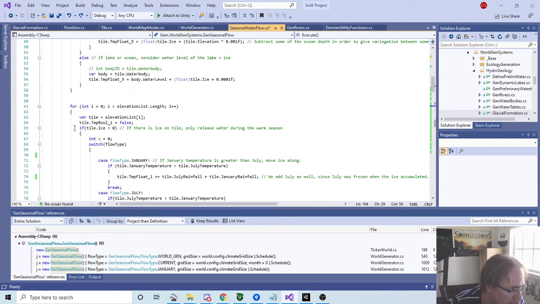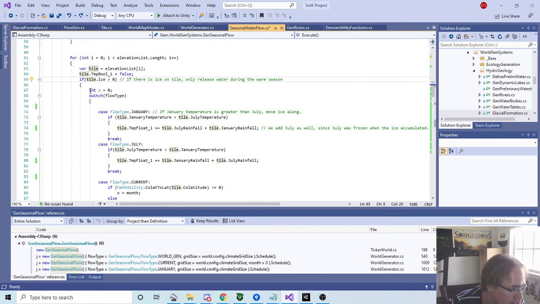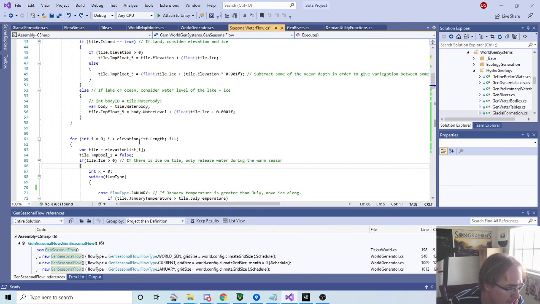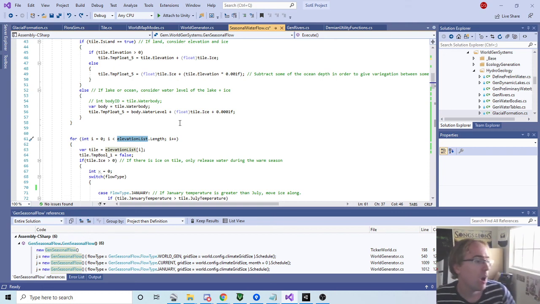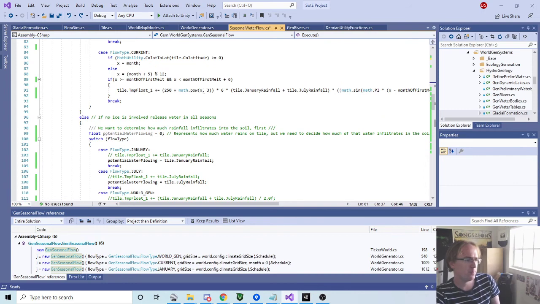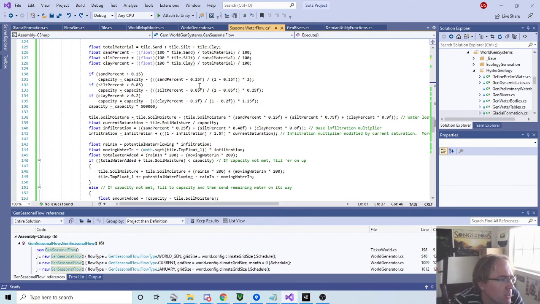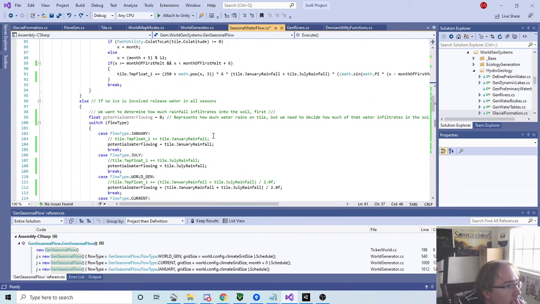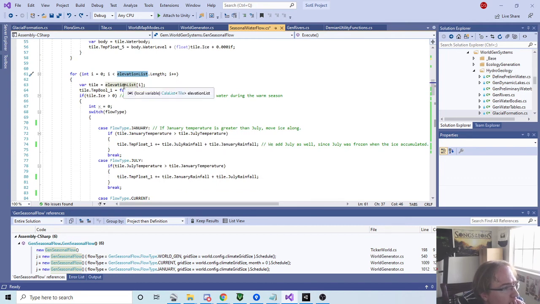Don't we check for land, though? Tile, ice? I guess not. No, we only check for ice. See, I was under the impression that elevation list only checked tiles that were land, but I guess not.